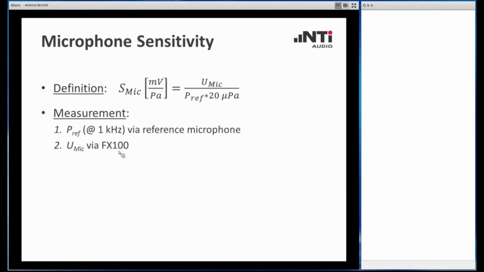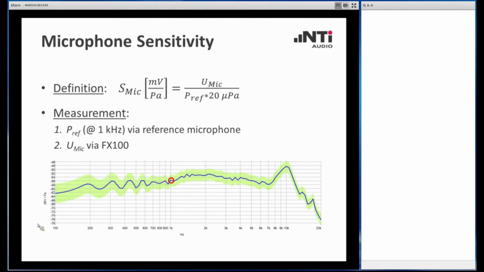Keep in mind, when you plot the sensitivity over the frequency, let's say 100 Hertz to 20 kilohertz as here, that this curve always refers to this reference point. This reference point is given by this reference sound pressure level. In our case, that would be at 1 kilohertz.